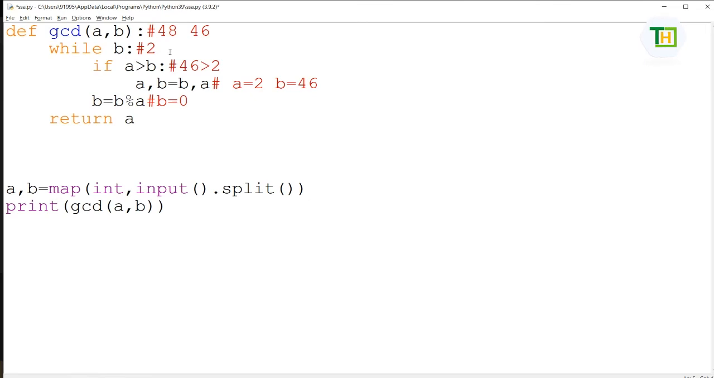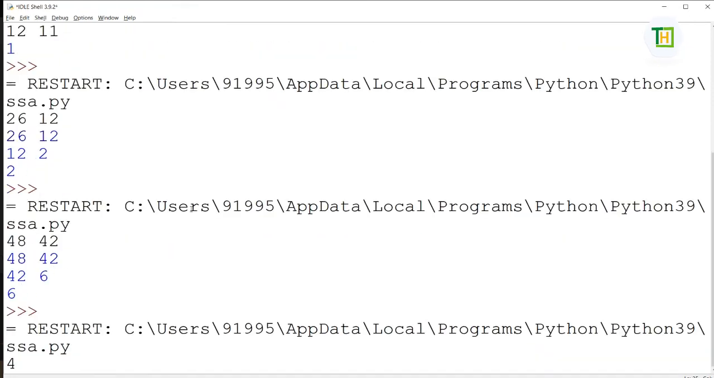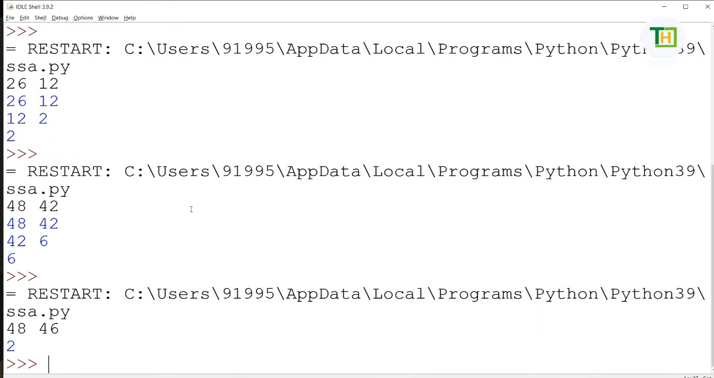Now it is going to this position, while 0. It is false, right? Now what is the A value? A value is 2. That is the GCD and it is going to be printed here. That's why for 48 and 46, the answer is going to be 2 here. Clear, everyone?